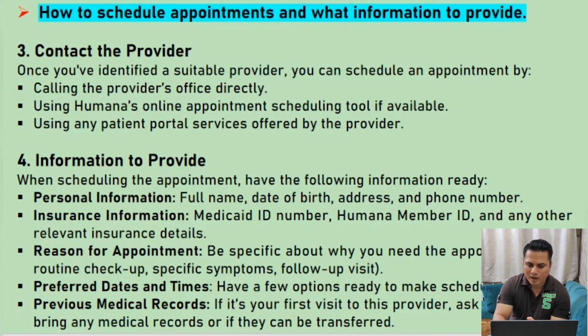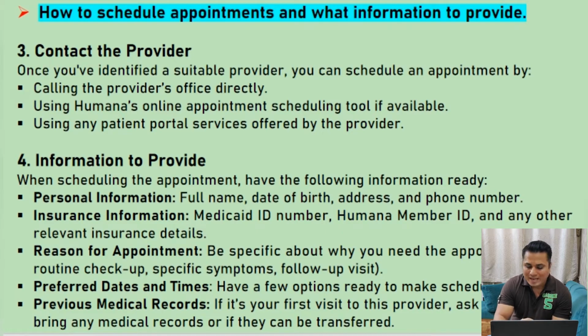Now, number three, contact the provider. Once you have identified a suitable provider, you can schedule an appointment by calling the provider's office directly, using Humana's online appointment scheduling tool if available, using any patient portal services offered by the provider. Number four, information to provide. When scheduling the appointment, have the following information ready. Personal information, your full name, date of birth, address, and phone number.